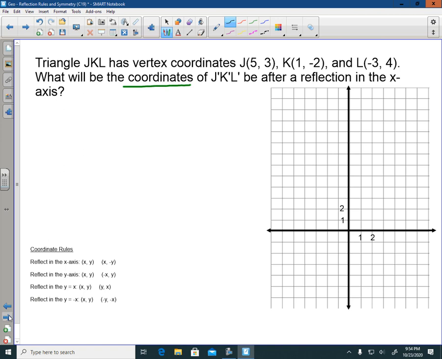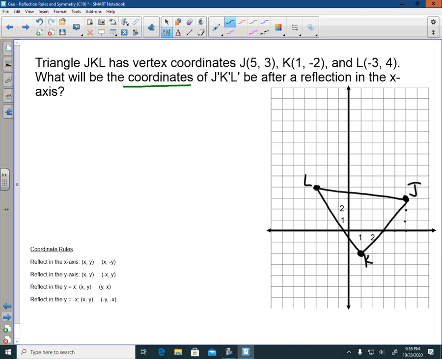Let's do that. So let's have JKL. Well, J is at 5, 3, right here. K is at 1, -2, here's K. And then -3, 4 gives us L. And here's our triangle. Okay, that's step 1.